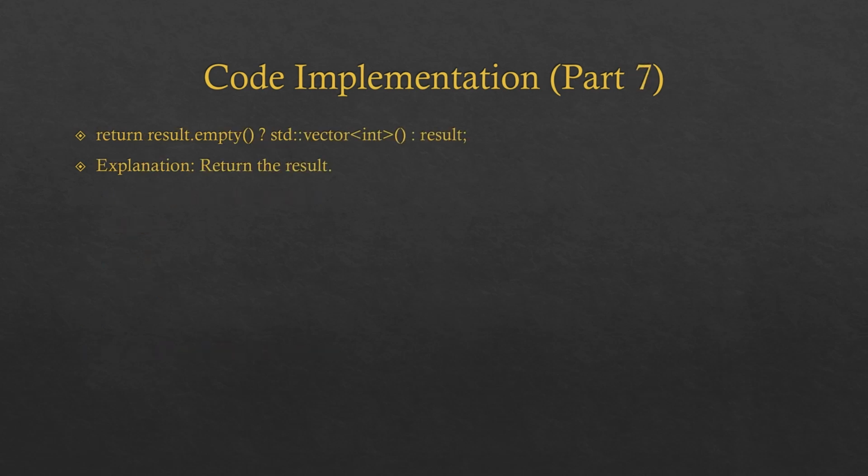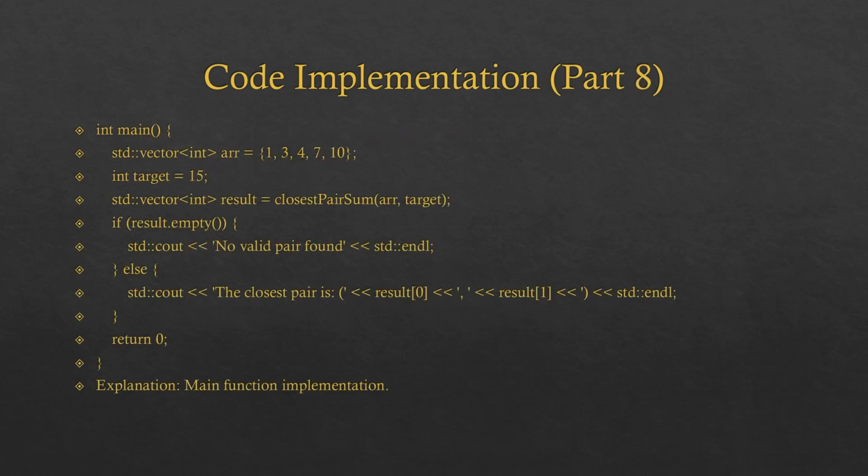After exiting the loop, we check if a valid pair was found. If the result array is empty, we return an empty array. Otherwise, we return the closest pair. In the main function, we define an example array and a target value. We then call our closest pair sum function and display the result to the user.